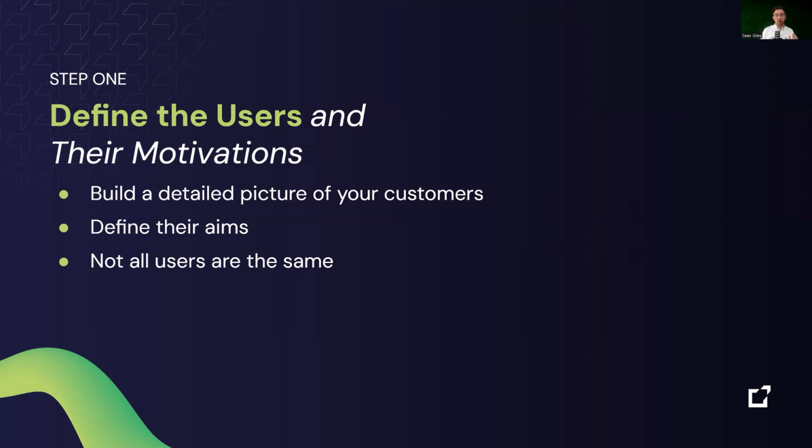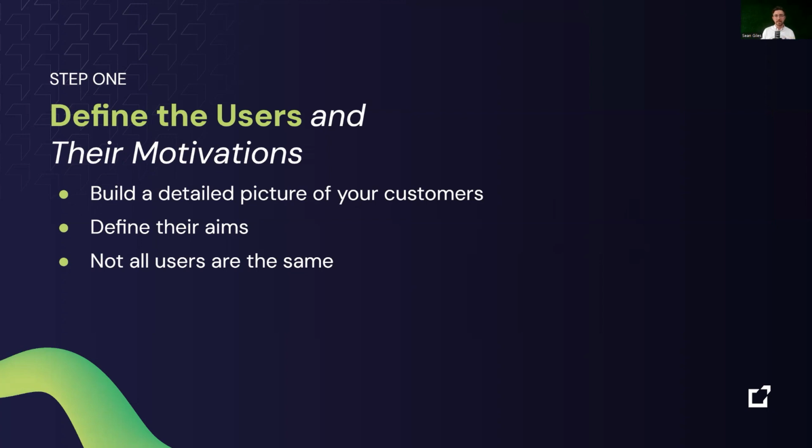So somebody who is maybe in a younger demographic might have a completely different aim to someone in an older demographic. And again, that could be gender related. It could be the way that they interact with your website is completely different. So first up, it's about defining that and understanding that.